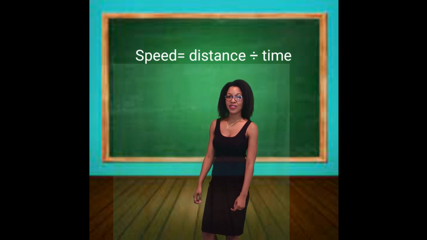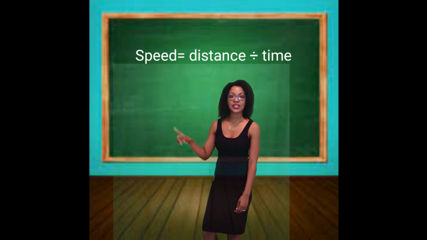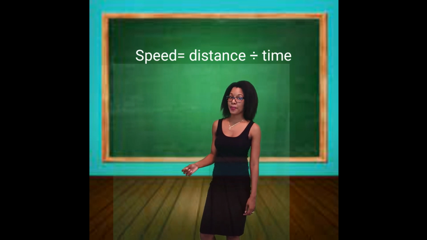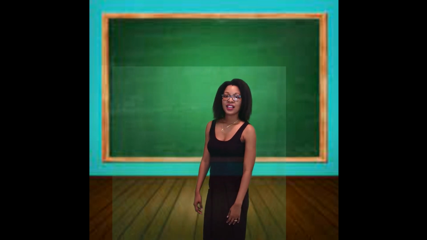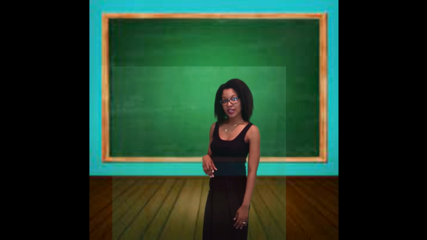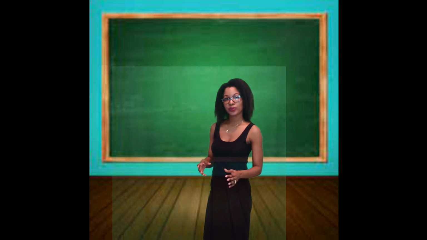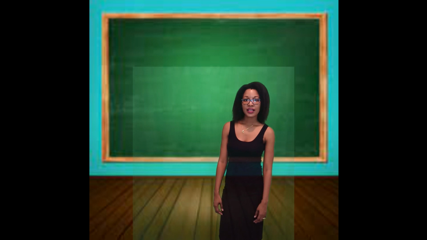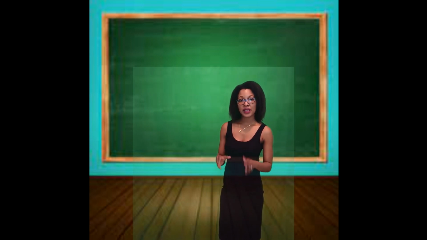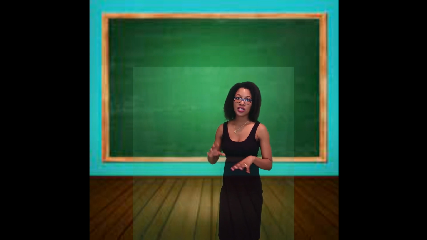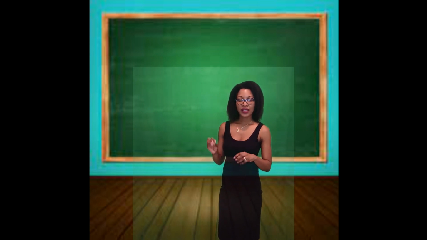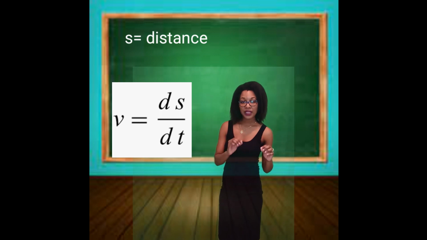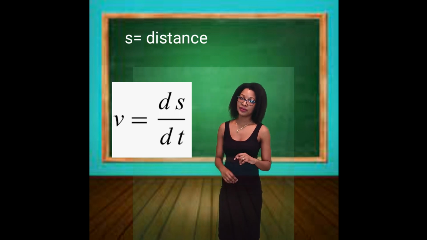Speed, yes, very good. Speed is equal to distance divided by time. As we know, speed is a scalar quantity. It's an absolute value. Velocity is a vector quantity. It's the change in displacement divided by the change in time. Therefore, the differential of speed will give velocity.